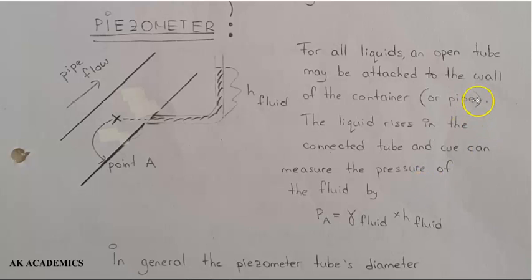So for all liquids, an open tube may be attached to the wall of the container. So let's say this is a container here, and then we can attach a tube. This is a tube. So an open tube can be attached to the wall of the container or pipe. The liquid rises in the connected tube, and we can measure the pressure of the fluid by using this expression. Pressure will therefore be equal to specific weight of the fluid multiplied by the height to which the fluid has risen in the particular tube.